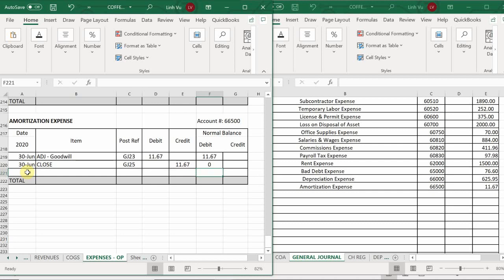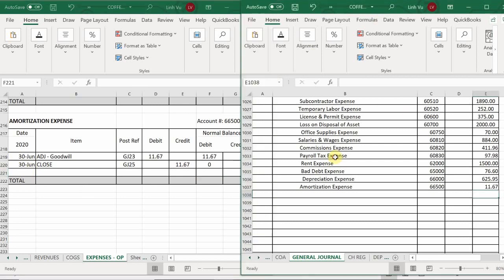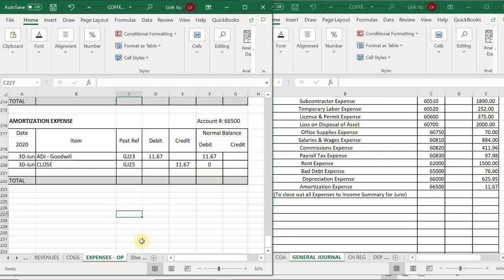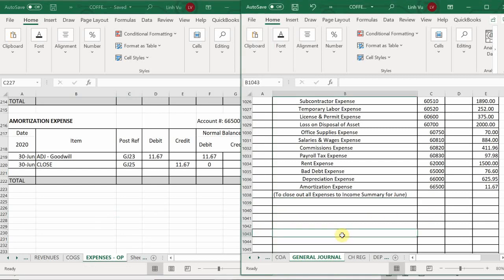Okay. And since we reached the bottom of my journal, I'm going to go ahead and place my note here saying to close out all expenses to income summary for June. Okay. Save your sheets. Okay.